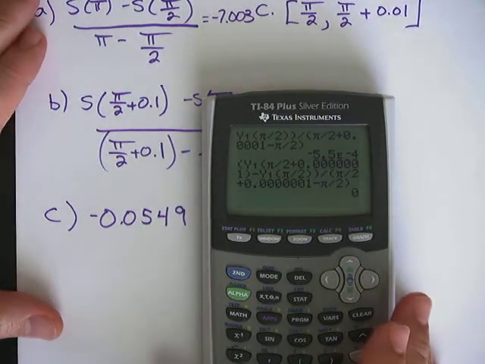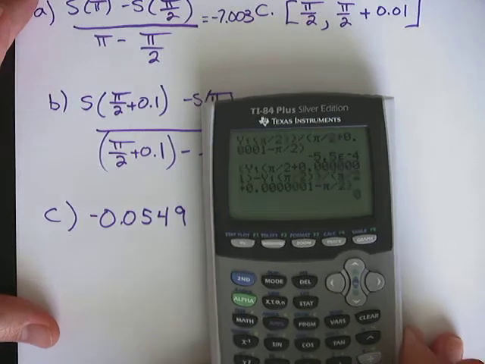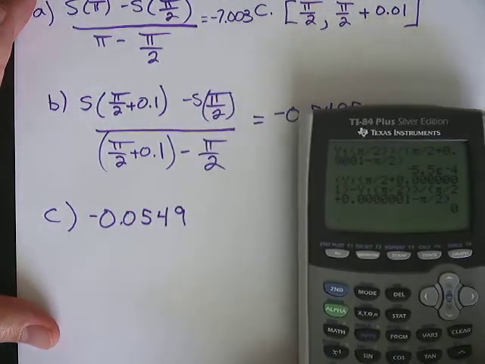So our conjecture, if we need to make one on this, would be that as you approach pi over 2, the slope there is going to be 0.